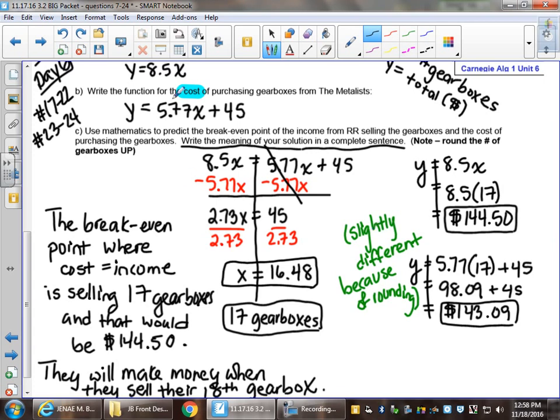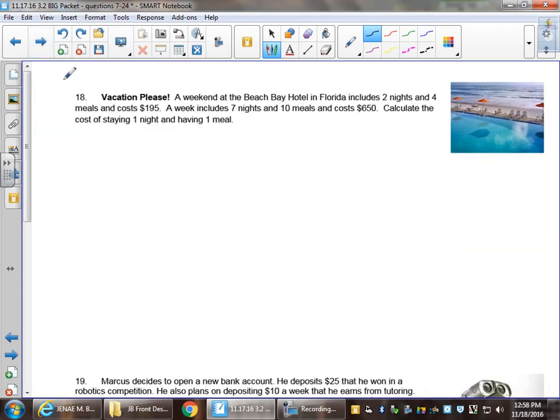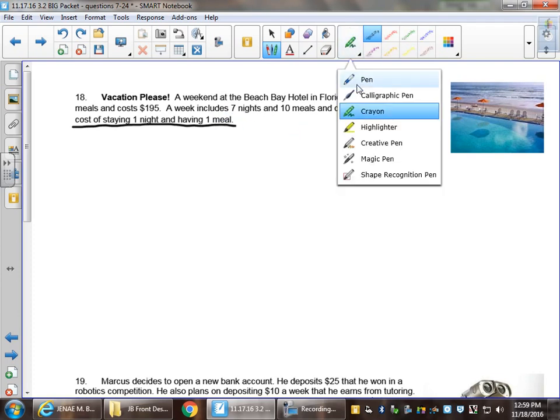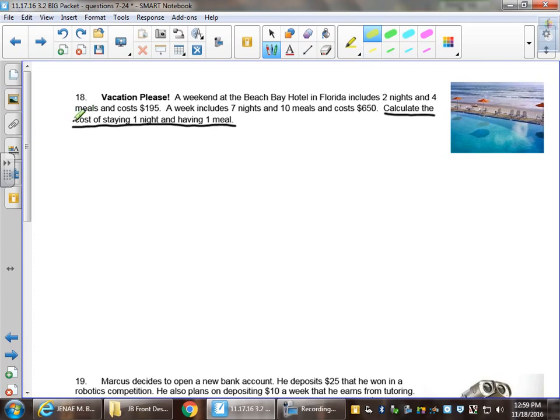Moving on to 18. Vacation, please. A weekend at the Beach Bay Hotel in Florida includes 2 nights and 4 meals and costs $195. A week includes 7 nights and 10 meals and costs $650. Calculate the cost of staying 1 night and having 1 meal. So we really want to make sure we're reading for information, because this is what I need to know. I need to know the cost of staying one night and having one meal.